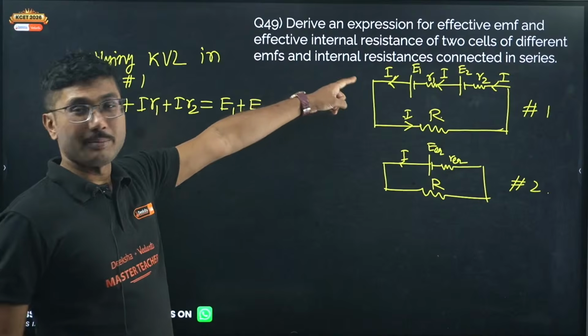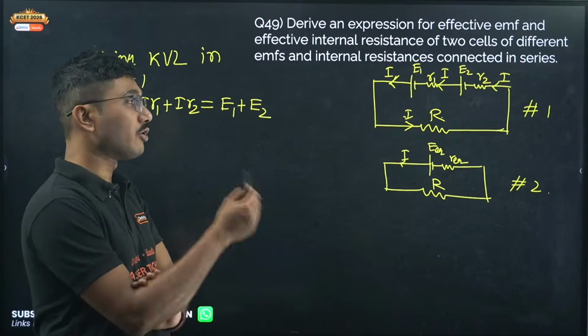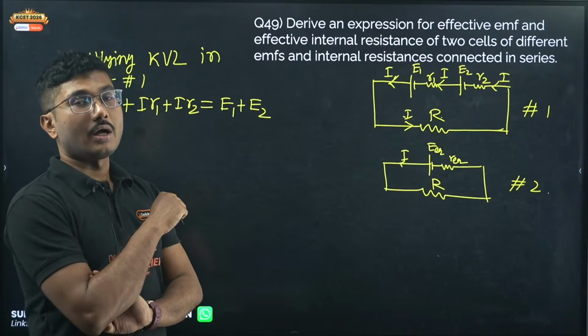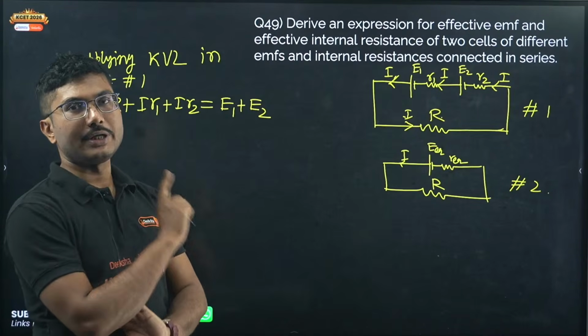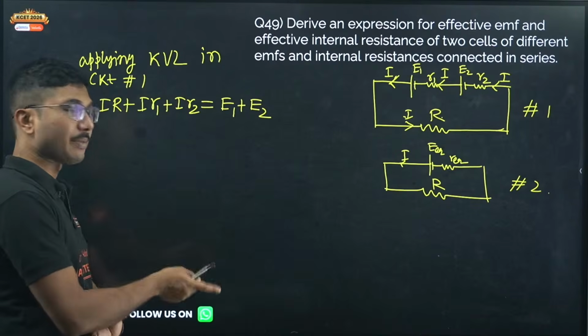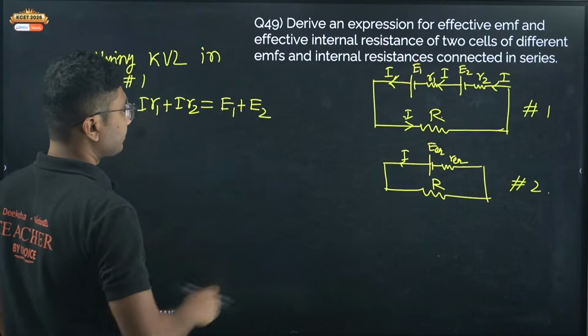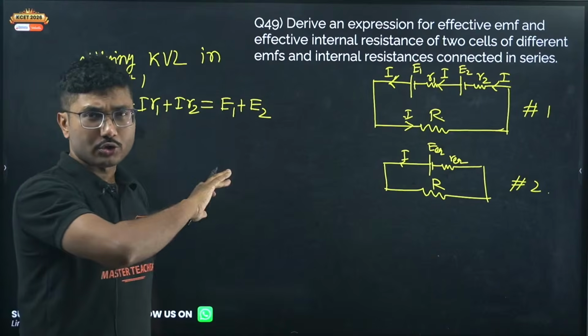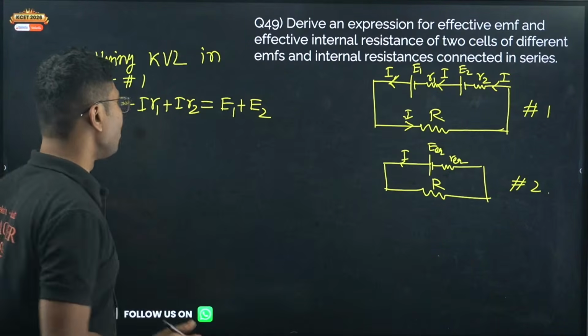Any one of them can be asked: series combination of cells, parallel combination of cells, or Kirchhoff's law. Out of that, there is a high chance series combination can be asked, but parallel combination can also be asked. So be prepared if you see parallel combination. But series combination is most common. Parallel combination did come once or twice, but series combination is most common.